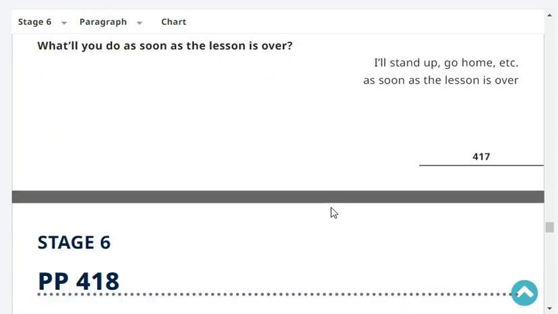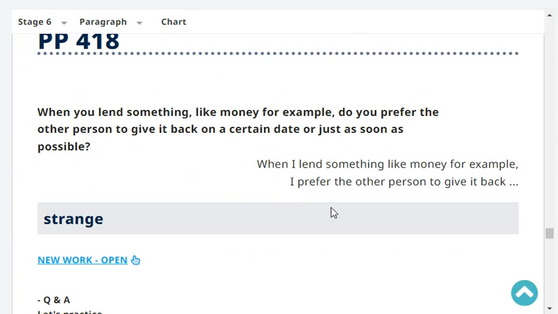The lesson is over. Very good. When you lend something like money, for example, do you prefer the other person to give it back on a certain date or just as soon as possible? I'd prefer the other person to give it back as soon as possible. Very good.